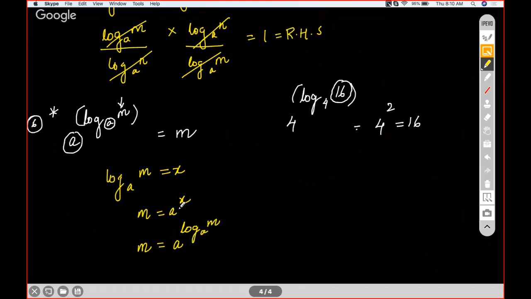Yes, correct. So this x, you have to replace it back with this term. And you got the answer. That's why it comes from the very basic definition of log.